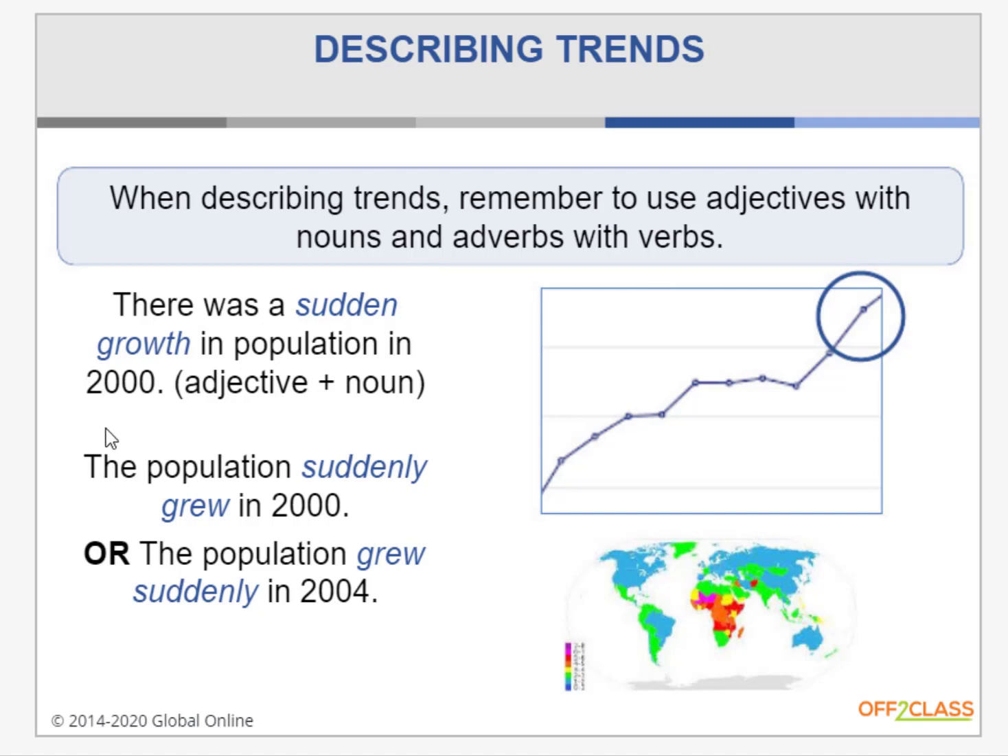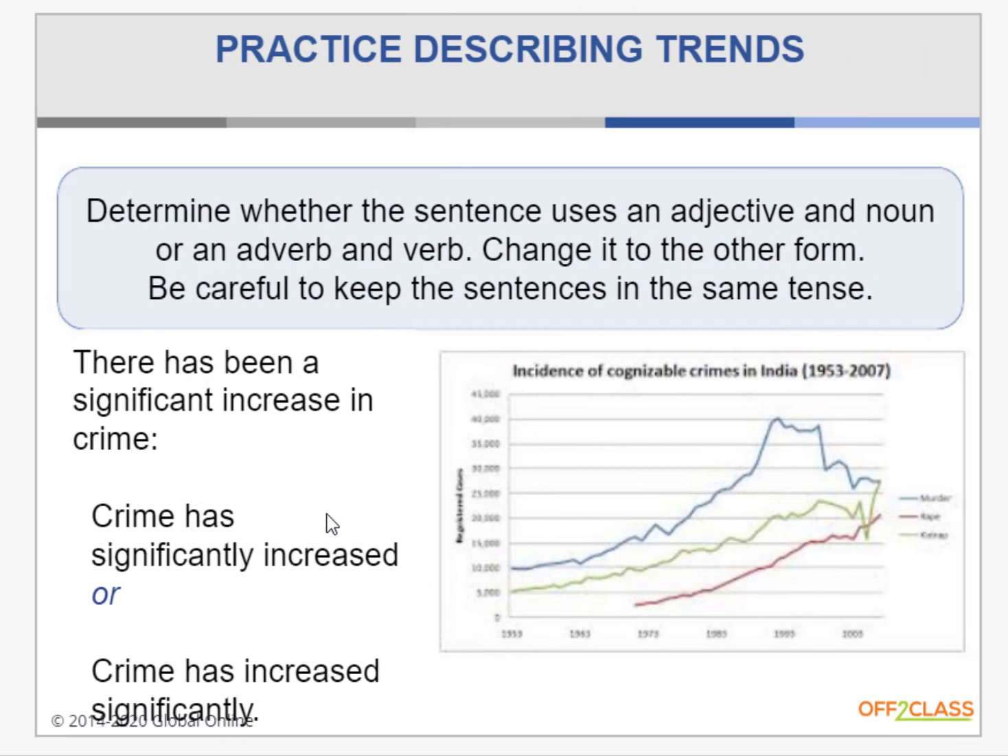There was a sudden growth in population in 2000. Adjective plus noun, right? Sudden growth. The population suddenly grew in 2000, or the population grew suddenly in 2004. You see that you can switch those around. So I'd like you to practice this. Determine whether the sentence uses an adjective and noun or an adverb and verb. Change it to the other form. Be careful to keep the sentence in the same tense. Make sure it's the correct tense.